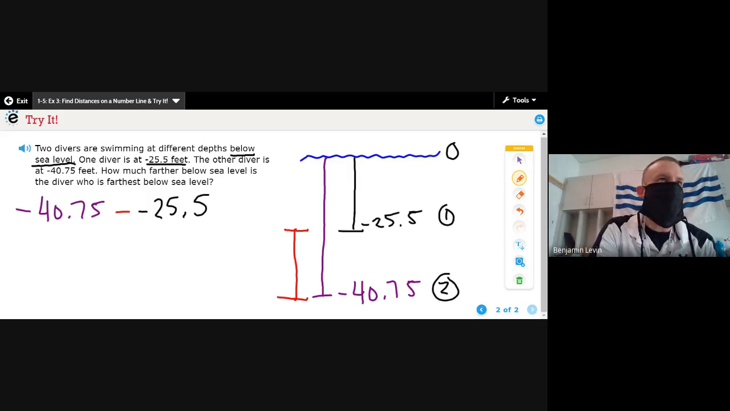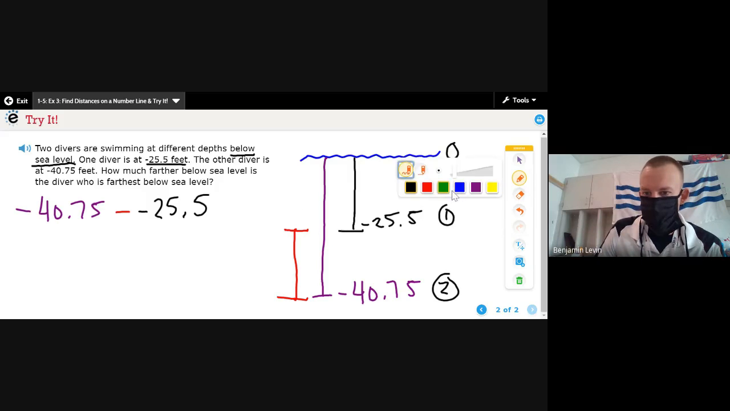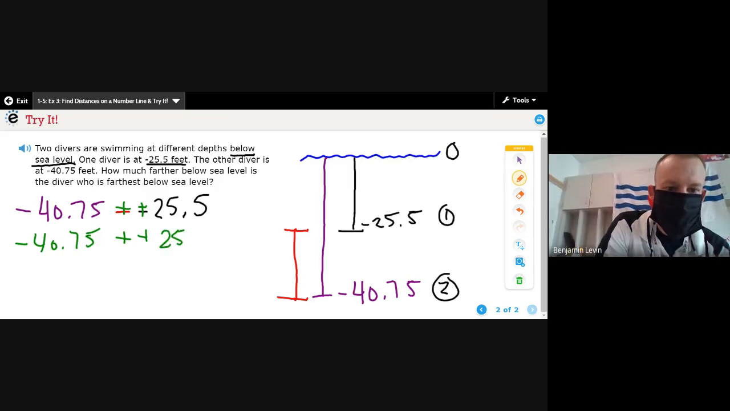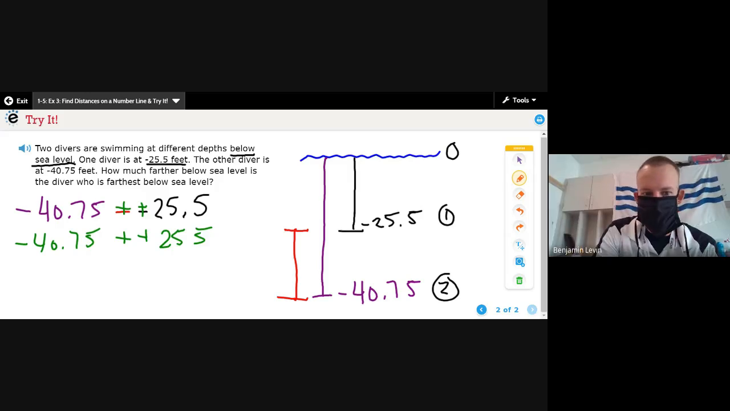What do you see that we need to do right away? We have a double negative, so what should we do to that? We should absolutely turn that into a plus sign. You're right. I'm going to use a different color here and rewrite the expression. Negative 40.75 plus, right? We're going to turn these into pluses, plus positive 25.5. So, gosh, that's an awful 5. Terrible, as Chuck would say, terrible.